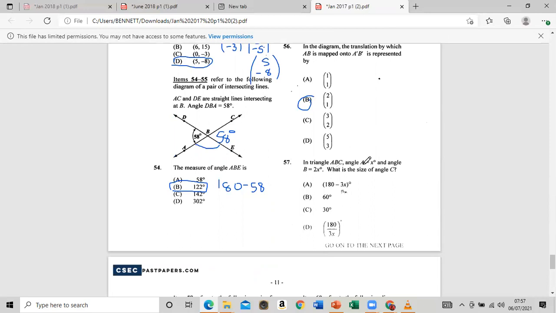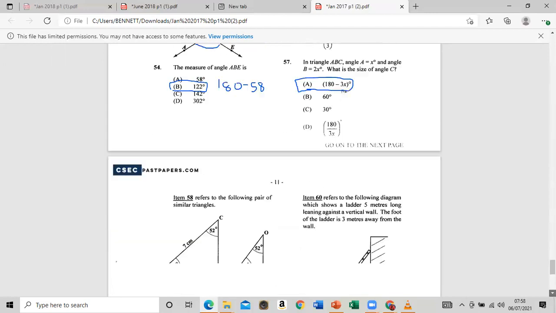In a triangle ABC, angle A is equal to X, angle B equal to X, what is the size of angle C? Don't know what X is, but whatever it is, it's 180. So add these. 3 marks in here, guys. 3 marks. This is why you have to work fast so you can get them 3 marks here at the end.